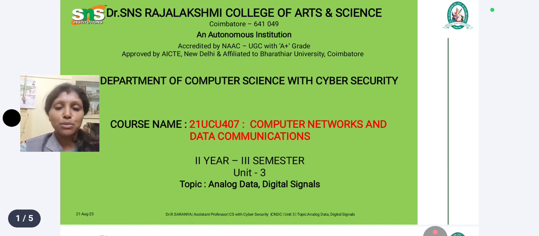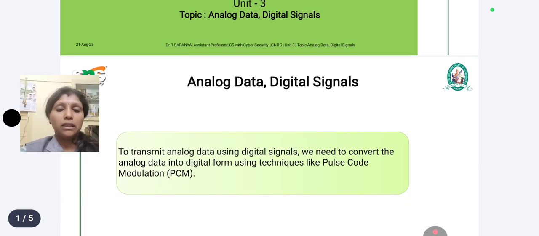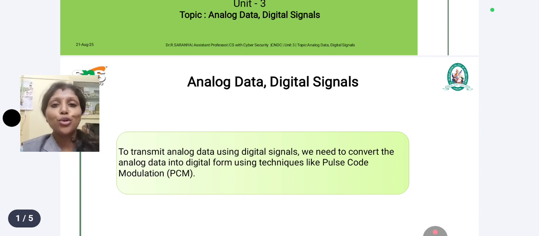During data transmission, we use two terms, analog and digital signal. That conversion process, analog to digital signals, and what techniques we are going to embed, we are going to discuss in this topic. Analog data, digital signals. To transmit the analog data using digital signals, we need to convert the analog data into digital form using techniques like pulse code modulation.